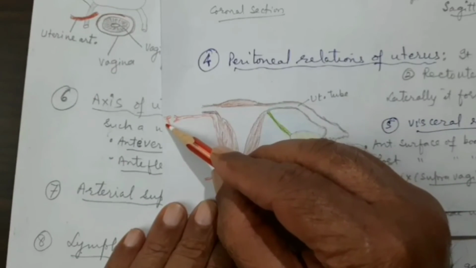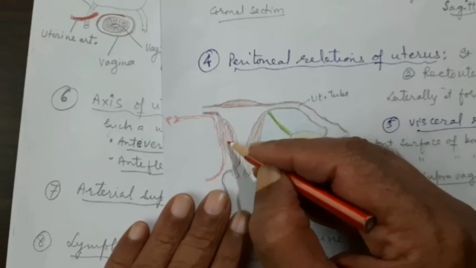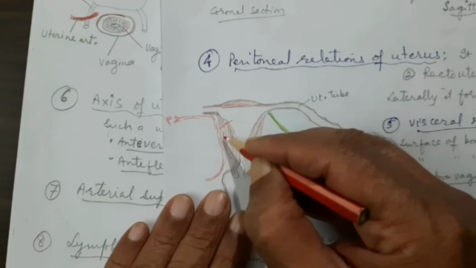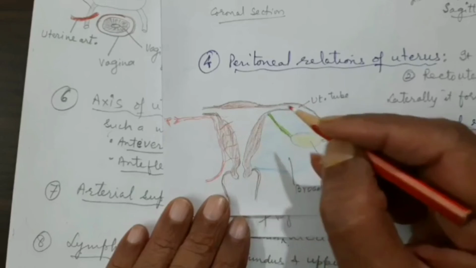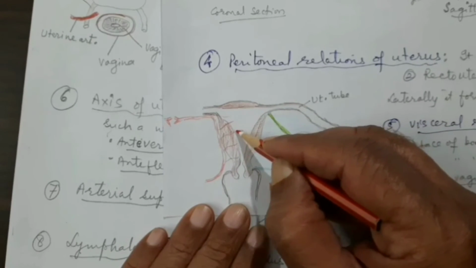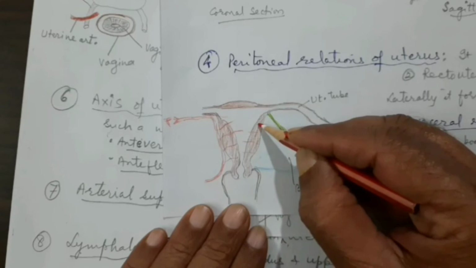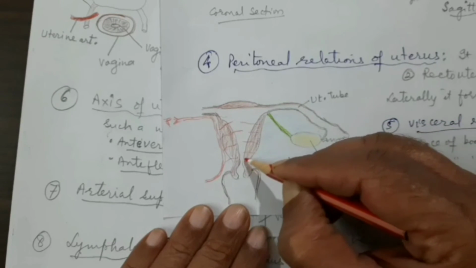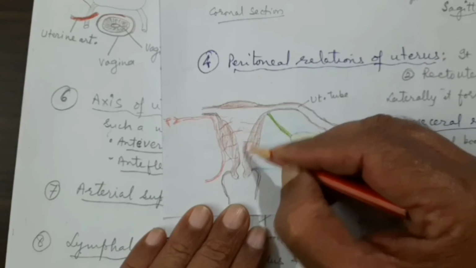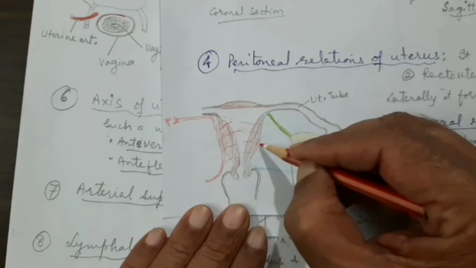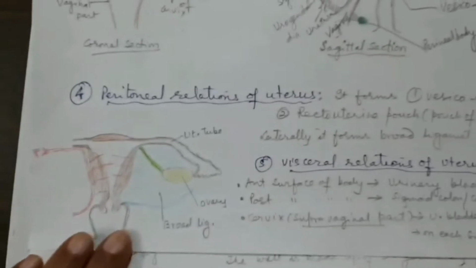So some of the branches from the ovarian artery may also supply the fallopian tube and the uterus. But the major supply comes from the uterine artery, which will send branches on its anterior surface as well as its posterior surface between two folds of the peritoneum. That means these branches run on the anterior and posterior surfaces of the uterus, and they may also anastomose in the midline from the right and left uterine arteries. So this is the supply of the uterine artery.